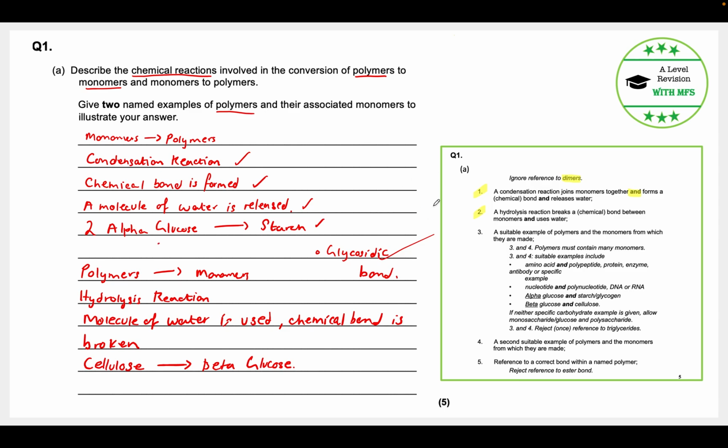Now the third and fourth mark would be for your 2 named examples of polymers. So again over here there's a lot you can have. So you can have beta glucose and cellulose, which we mentioned, and alpha glucose and starch or glycogen, which we've mentioned there. Okay, and the fifth mark comes from the reference to the correct bond, and we've mentioned the glycosidic bond. Okay, so over here this answer would get you your 5 marks.